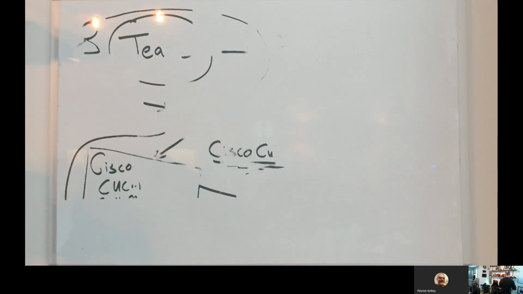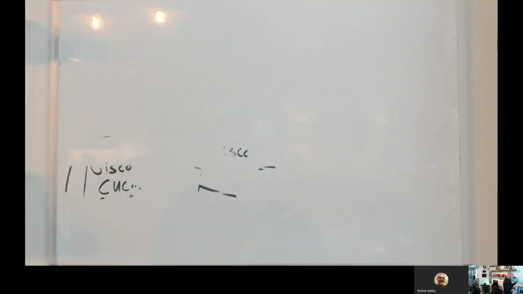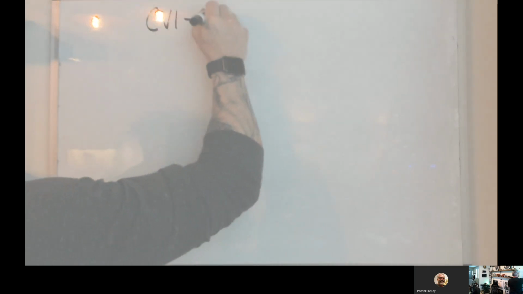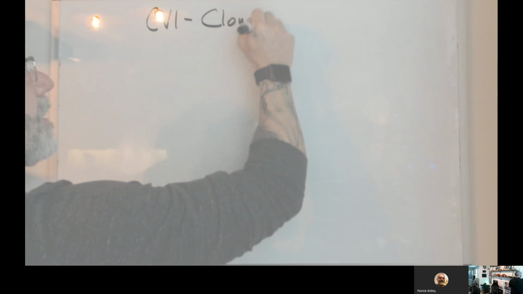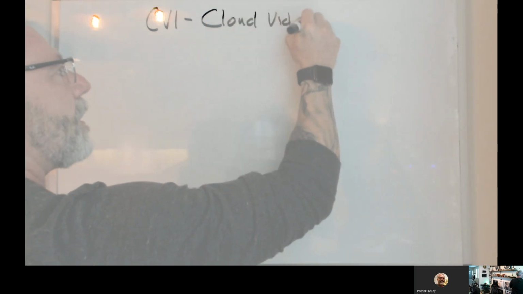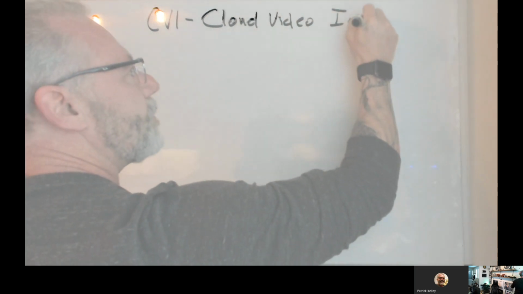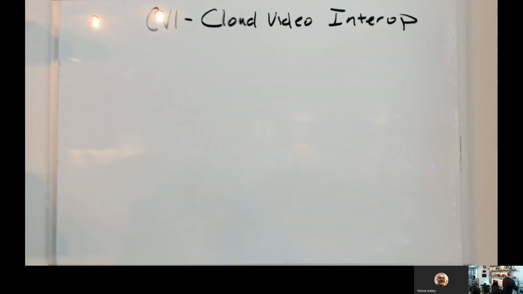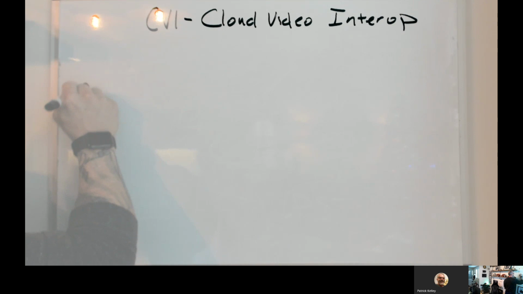Okay, the next level of integration is what we call CVI. CVI stands for Cloud Video Interop. What does that mean? It means in the Cisco world, we'll keep it Cisco, right?